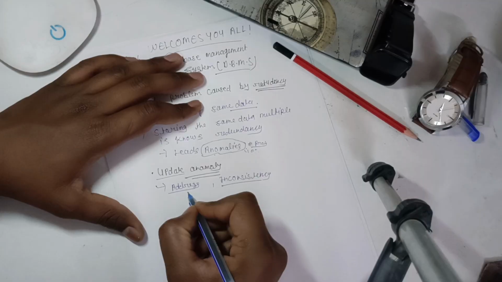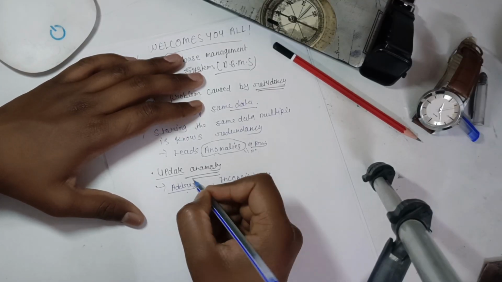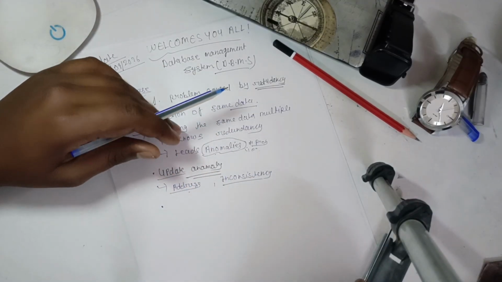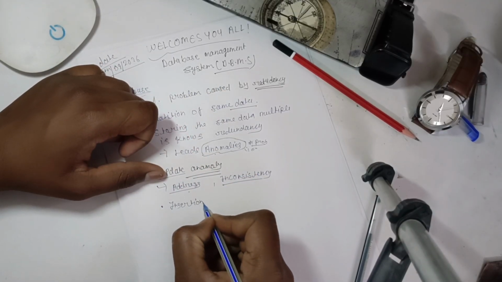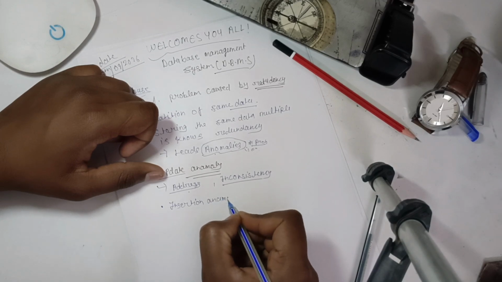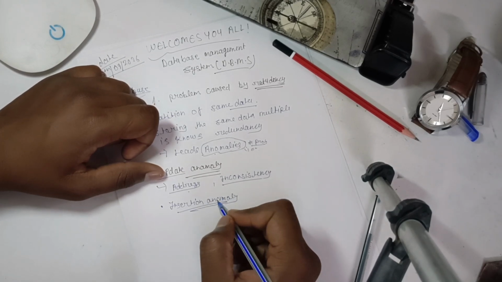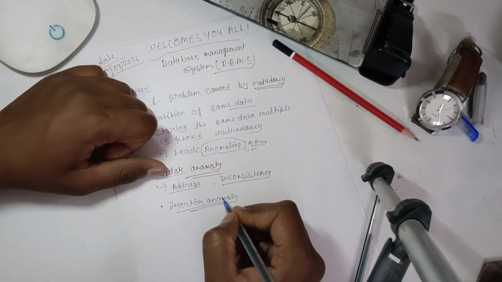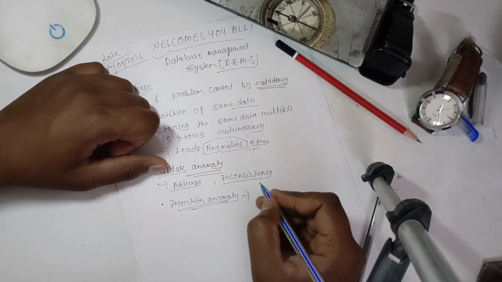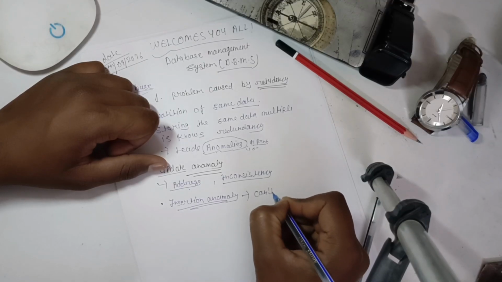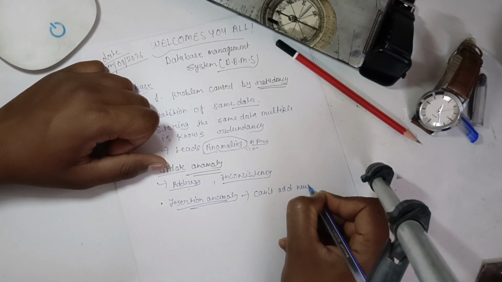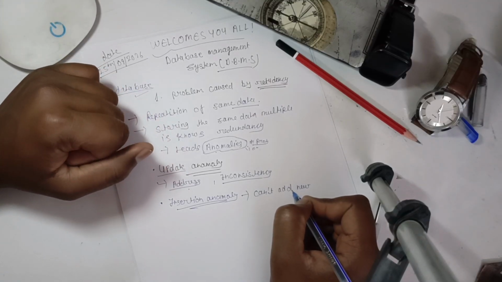So first was update anomaly, and second is insertion anomaly. Insertion anomaly means you can't add a new course unless a student enrolls in it, because the table requires both. Obviously, you can't add a new course unless a student enrolls in it.